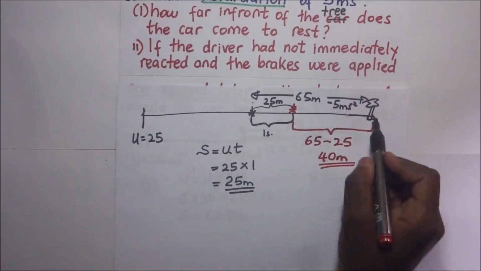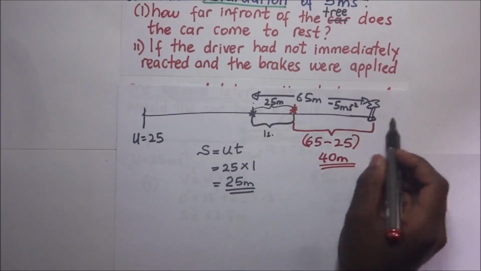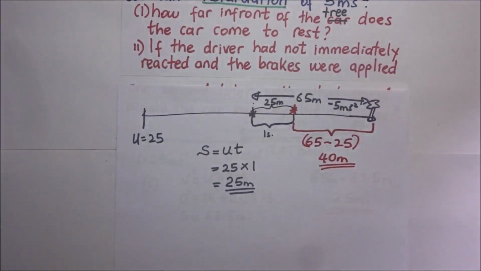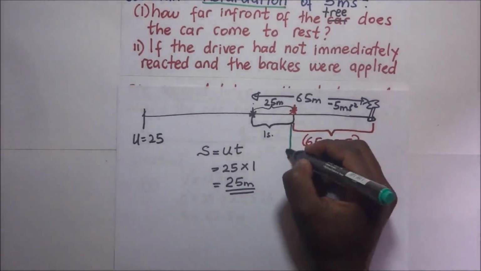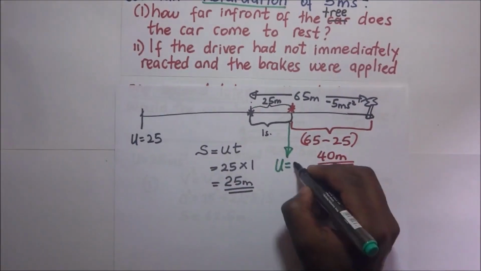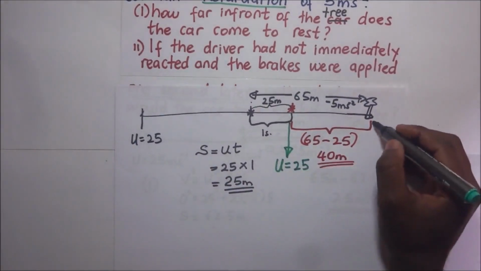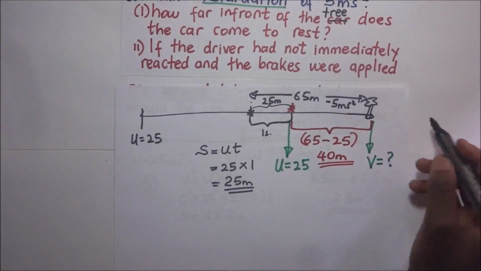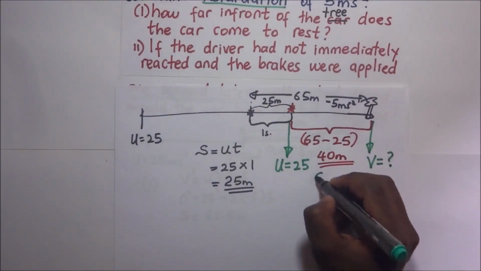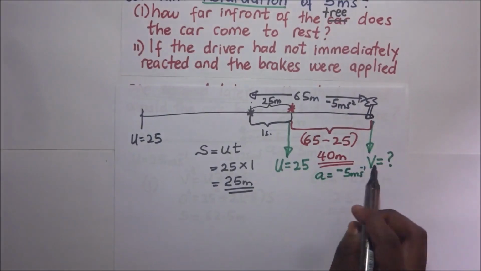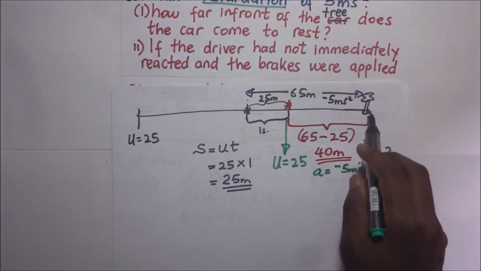So meaning that from here to here you're having 40 meters remaining for him to hit the tree. And of course, while he is at that point, when he applies the brakes, the initial velocity is still the same. The initial velocity at that point, u, is going to still be 25 meters per second. And the final velocity with which he hits the tree, final v, is what we are looking for. And the acceleration is still going to be negative 5 meters per second squared. So our task here is to find the final velocity with which he hits the tree.